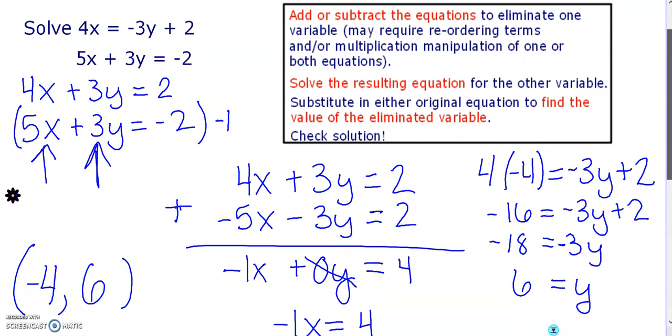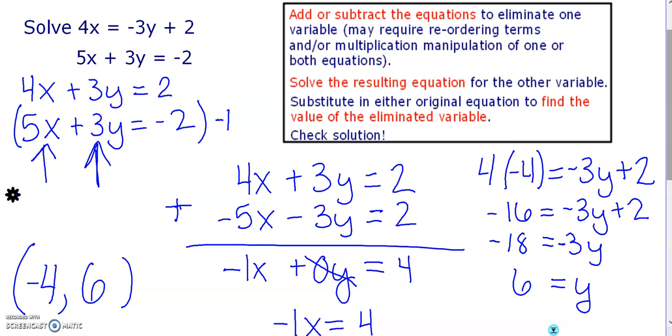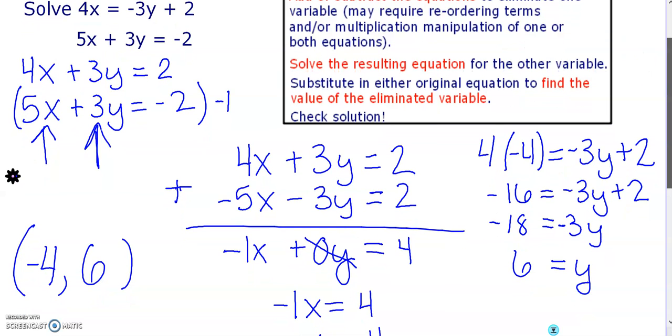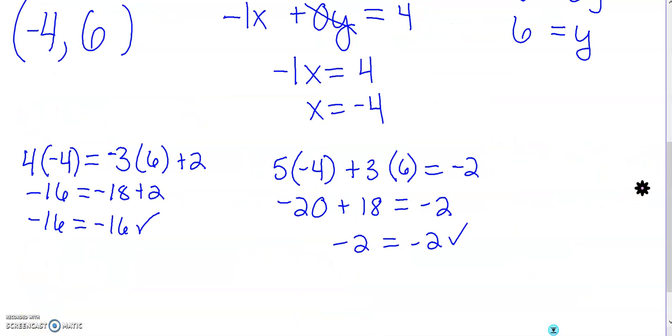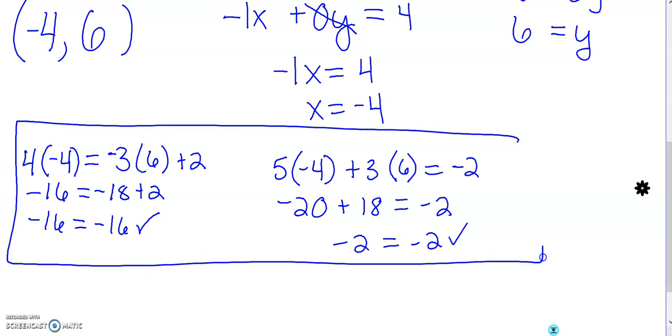We absolutely should verify this by taking our answer, our ordered pair, and plugging it into both equations. So take a moment to take your ordered pair and plug it into both just to make sure that -4, 6 is the correct answer. Pause your video and go ahead and double check. Okay, this is your verification to check to make sure you're right. And it does work out for both equations. We get -16 equals -16 and -2 equals -2.